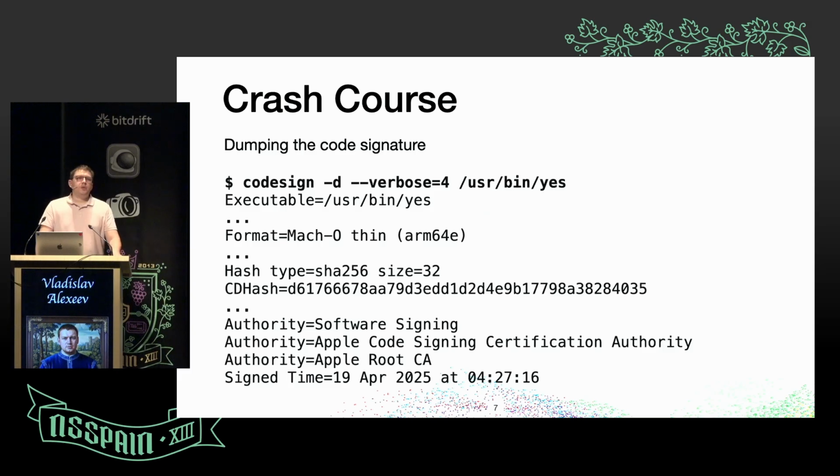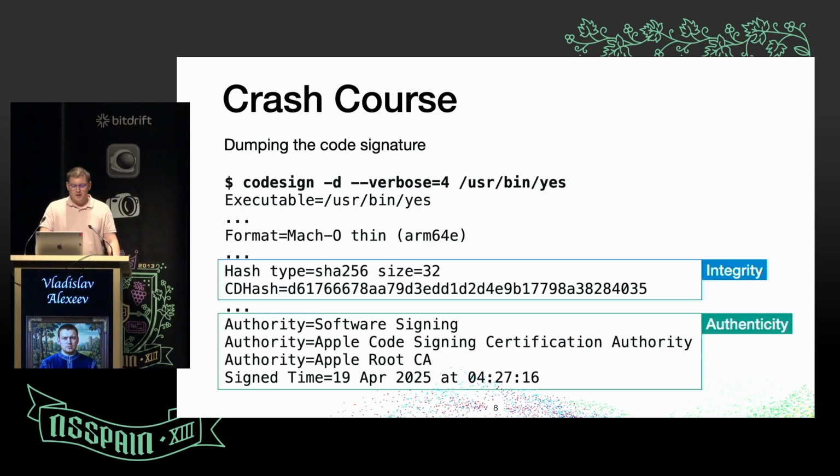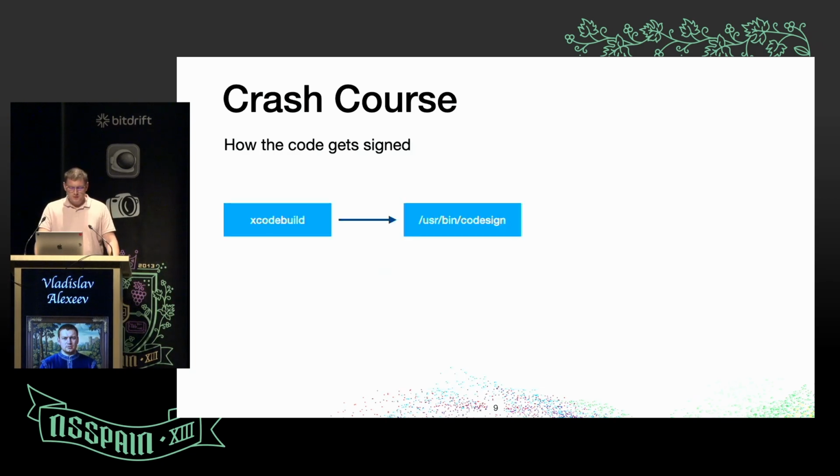You can always dump the code signature from any executable by using the codesign -d command. The interesting bits here are the integrity part, which is the hash, and the authenticity part, which is all the certificates that are embedded into the code signature.